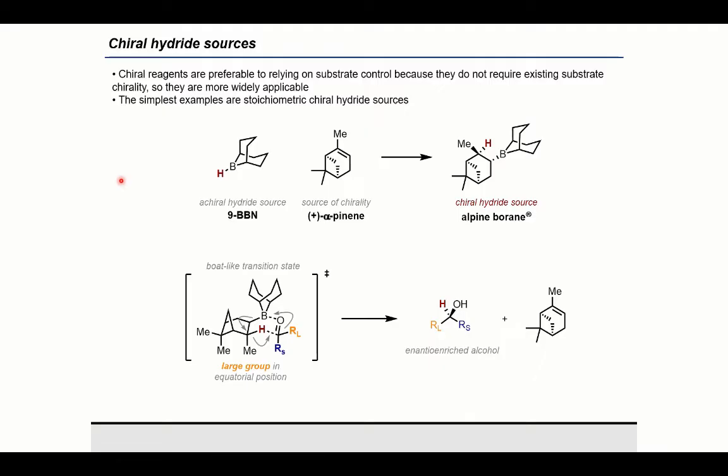Alpine borane is one such example, which is derived from 9-BBN, an achiral hydride source, and pinene, which is the source of chirality in the reaction. Together they form alpine borane, which is capable of delivering a hydride to a prochiral ketone in asymmetric fashion via a boat-like transition state. While in this case, pinene can actually be recovered from the reaction, it is generally preferable to use a catalytic amount of your chirality source in order to minimize waste.